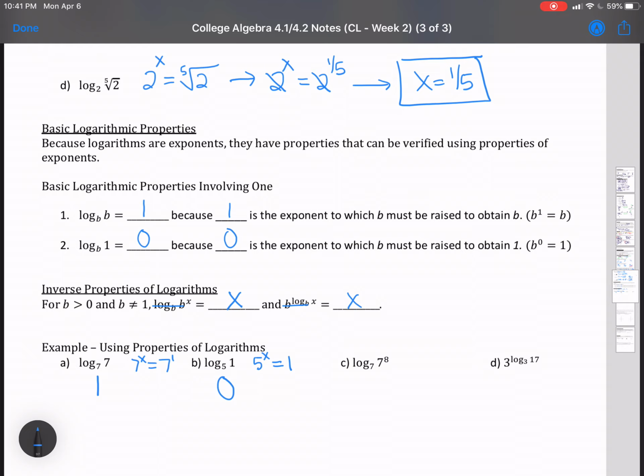On C, we have log base 7 of 7 to the 8th power. If you rewrite that, you would have 7 to the x power equals 7 to the 8th. Like bases cancel, so that means our answer is just 8. And then this one, again, these are going to just cancel, and so we're just left with 17.